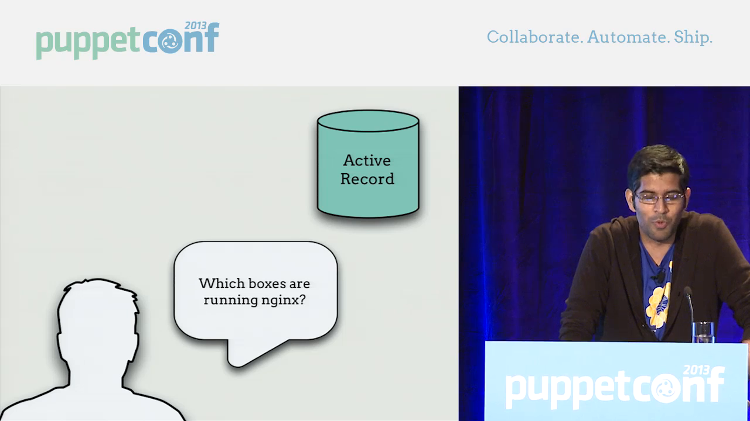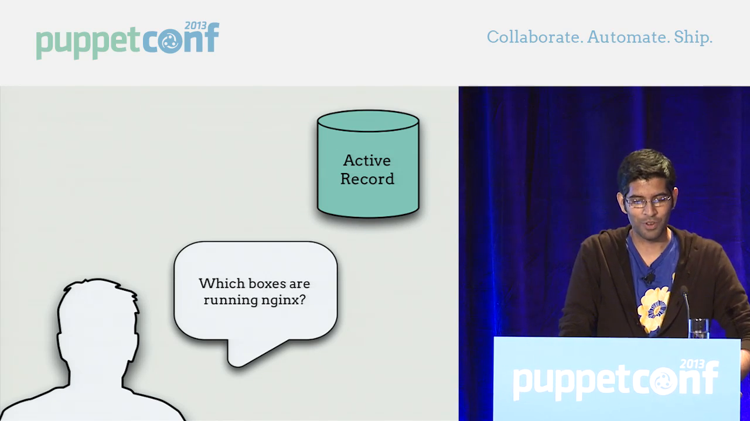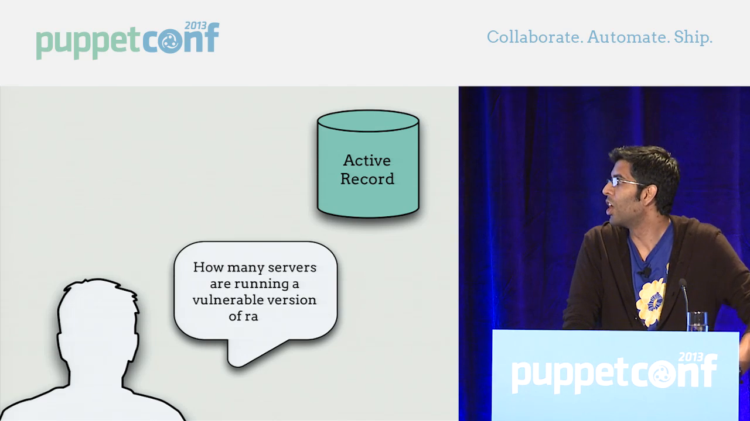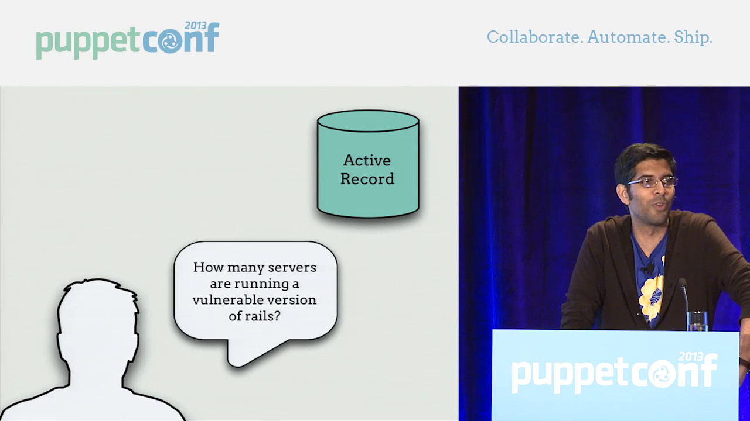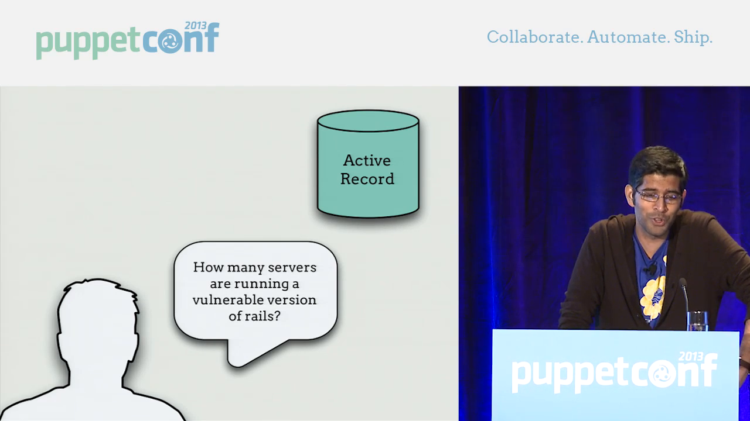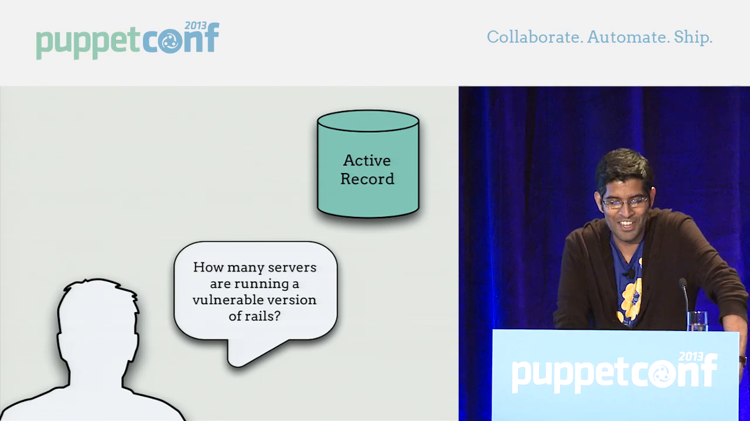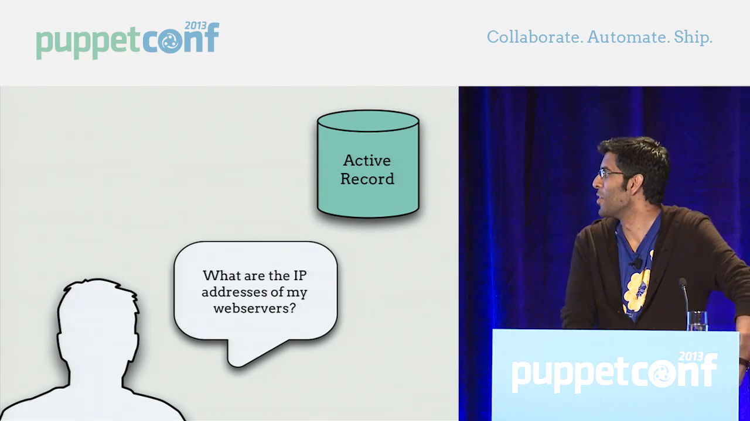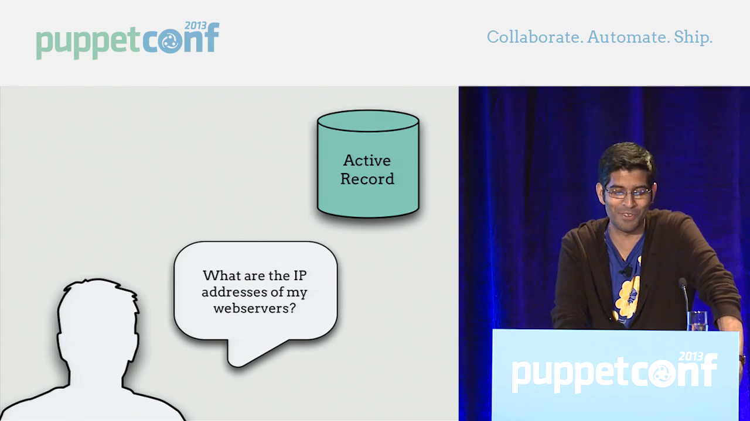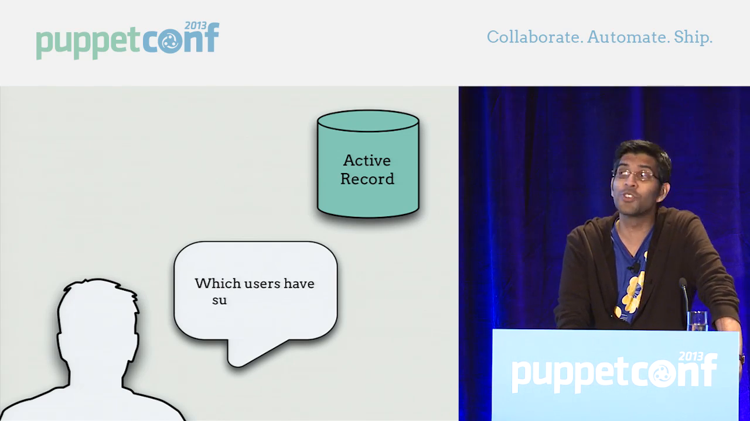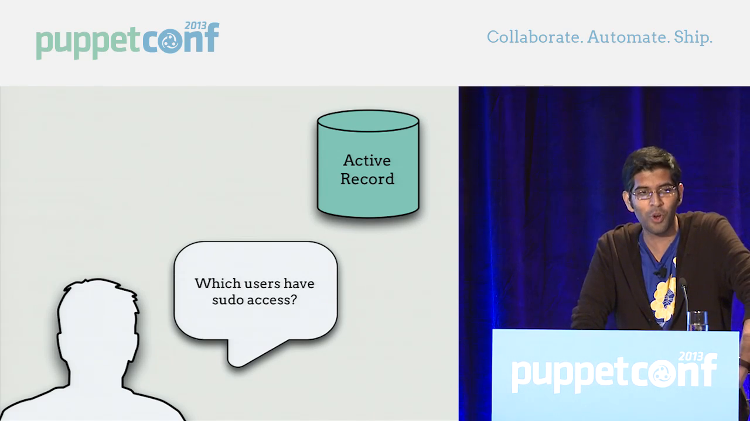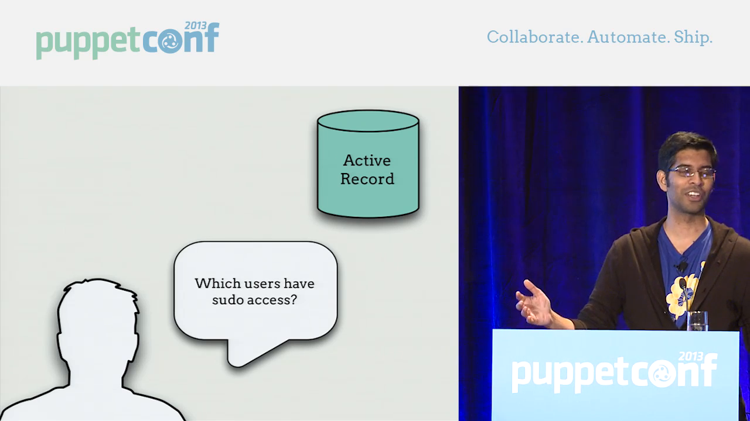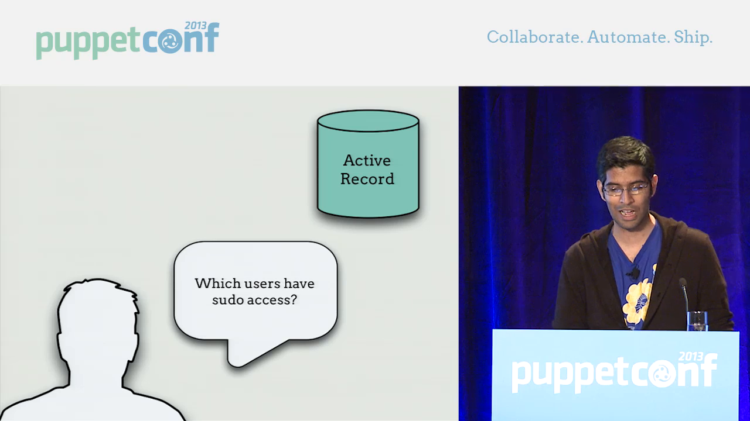There are a lot of questions people want to ask, right? Like I got all these resource graphs for everything. Maybe I just want to know which of my boxes are running Nginx. How many servers are running a vulnerable version of Rails? Spoiler alert, every version is vulnerable. What are the IP addresses of my web servers? Which users have sudo access? These are all perfectly reasonable questions that anyone would want to pose to a data warehouse of all of their Puppety knowledge, right?